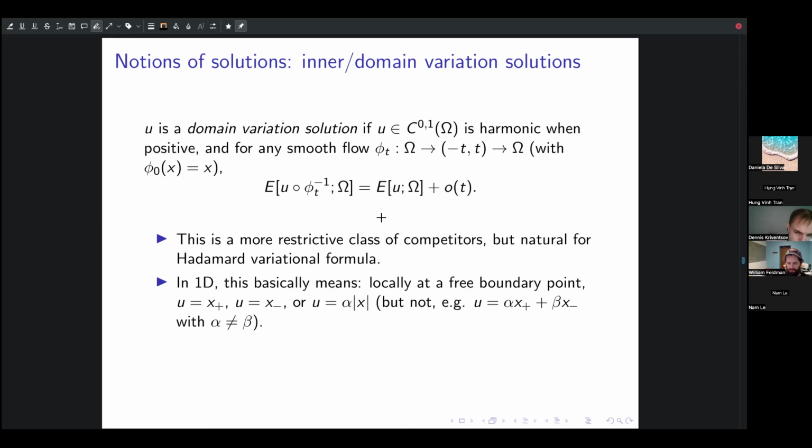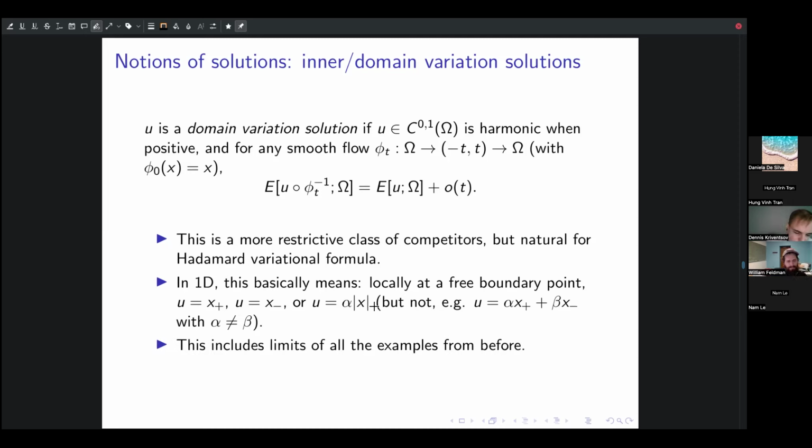In 1D, if you think about what this means, you figure it out. So what this means is, at any free boundary point, you have to look either like x plus, x minus, or like a multiple of absolute value of x. So any multiple. You don't have any control over the multiple from this definition. But it has to be the same multiple on each side, right? So alpha times x plus, alpha times x minus. So this allows these singular free boundary points, but at those points it forces some kind of matching condition from the two sides. That's what this appears to be saying.